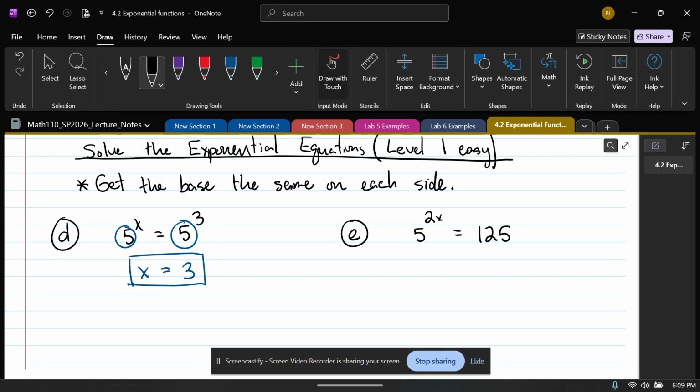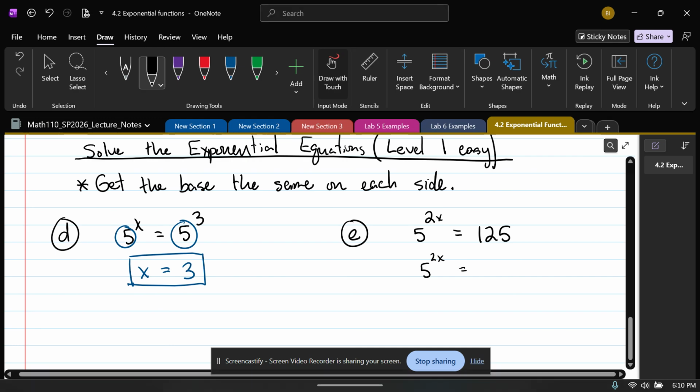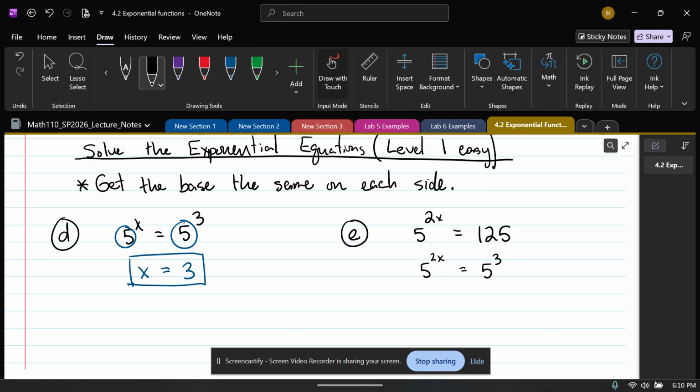So kind of thinking along the same lines as example D, on the left-hand side we have 5 to a power. On the right-hand side, I want to make that 125 5 to a power. What power is 125 as far as 5 goes? 5 squared would be 25. 5 to the 5th would be much larger than that. 5 to the third, yeah. 5 times 5 times 5 is 125.